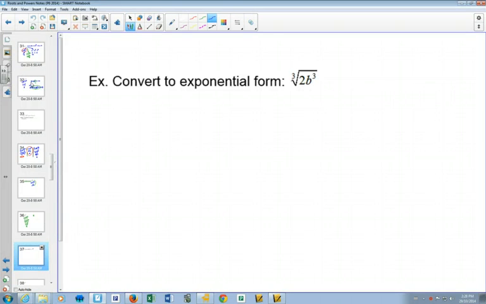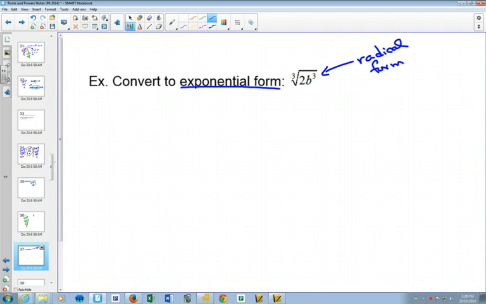So some important things here. First of all, you need to know what exponential form means. That means you want to write everything with exponents instead of radicals. Right now, this is in radical form. And because we can change radicals to exponents, and we can change exponents to radicals, we can change which form we want this to look like.